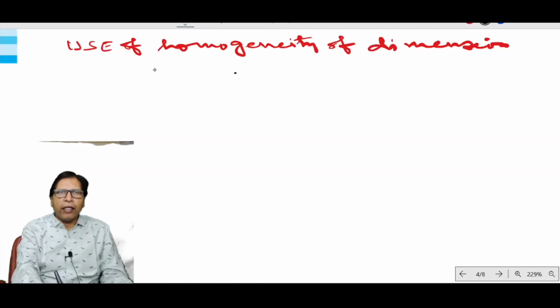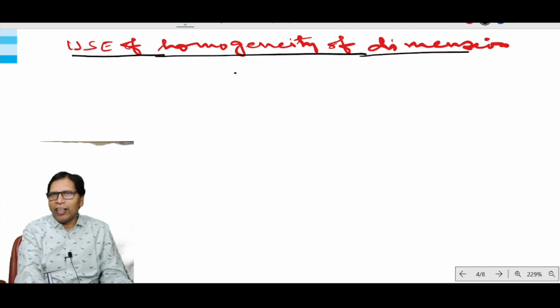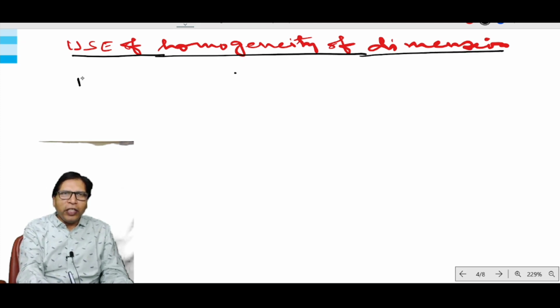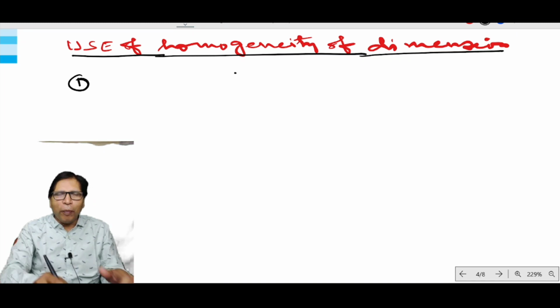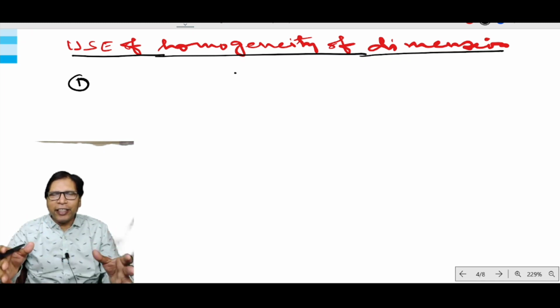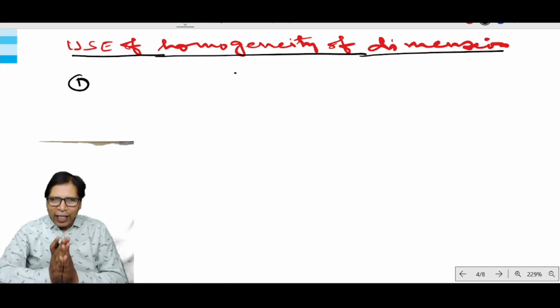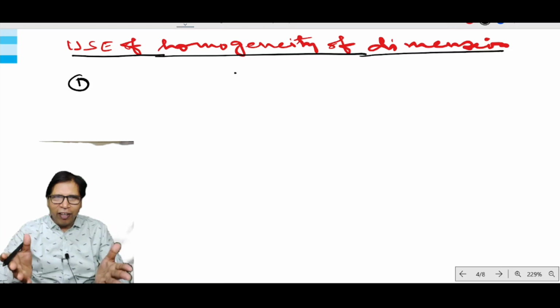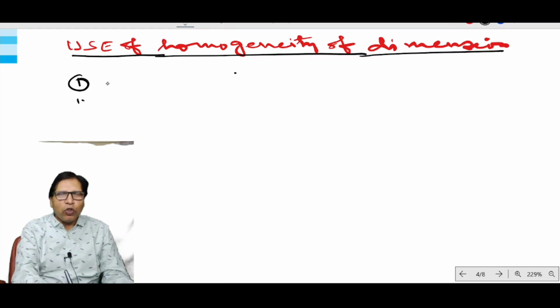Okay. Now use of homogeneity of dimension. First of all, to determine the correctness of an equation, if the dimension of LHS and RHS of an equation are identical, then the equation is correct, otherwise it is wrong. So number one, correctness of an equation.